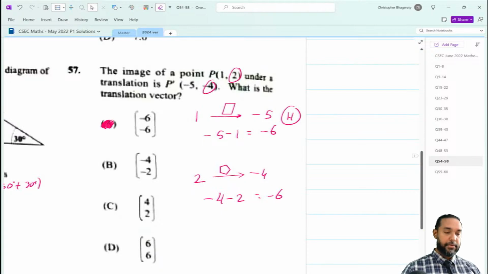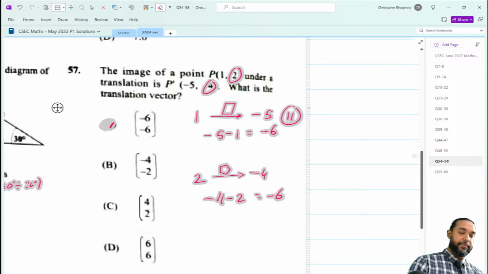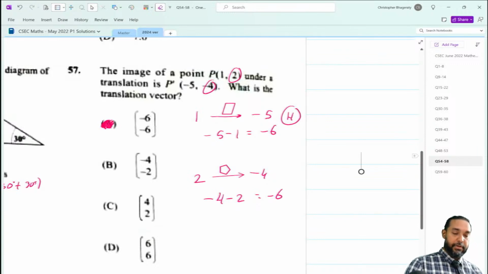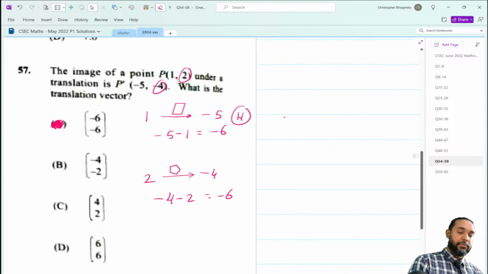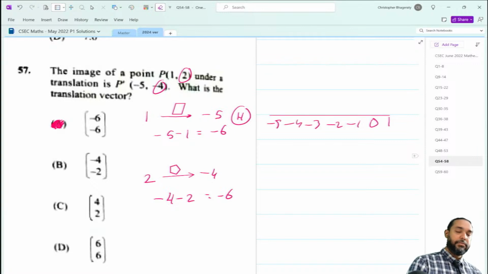No. You went from 1 to -5. Hold on. Let me do something different, Logan. Imagine a number line. So to go from 1 back to -5, because that's where they went.